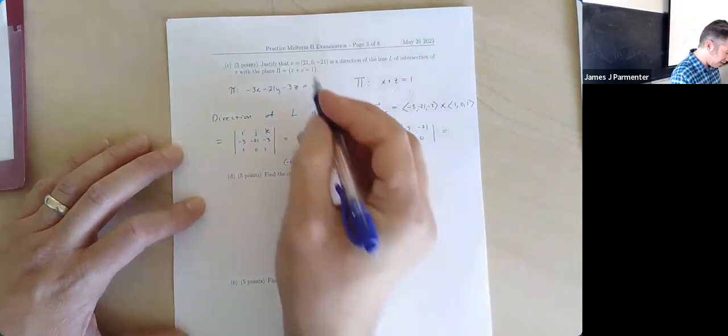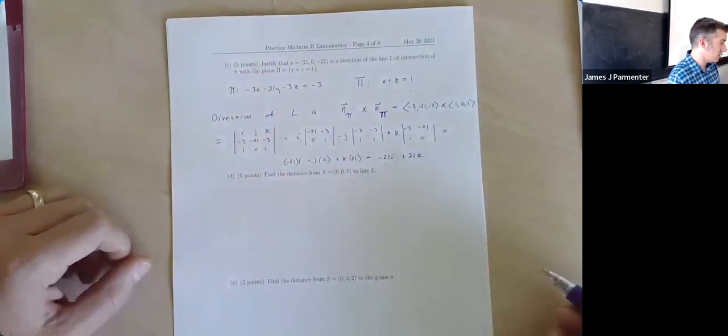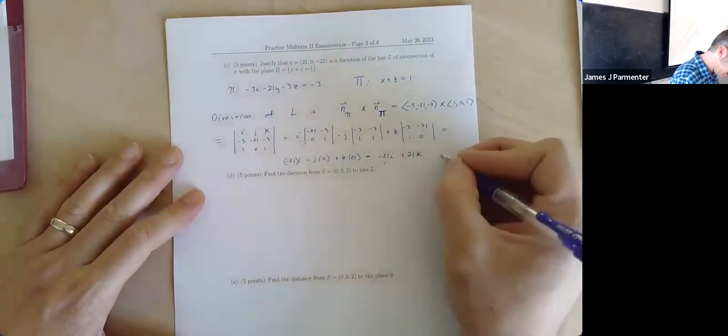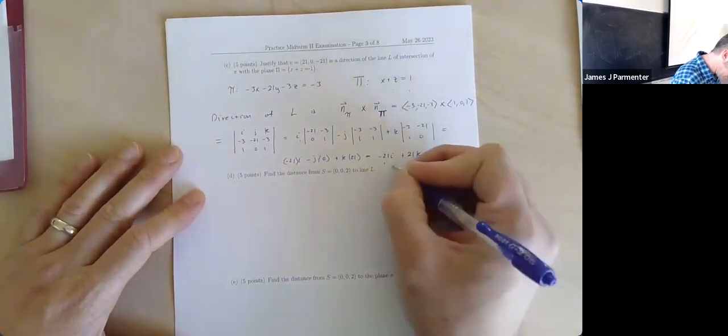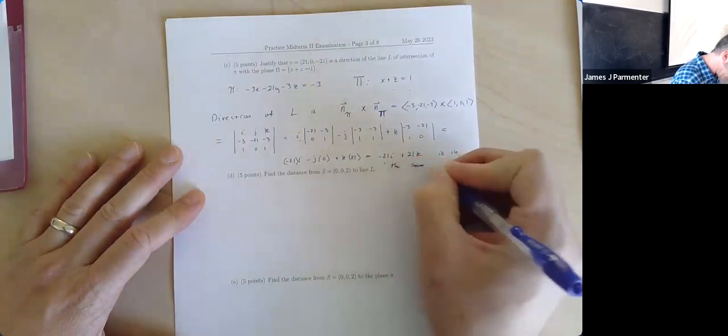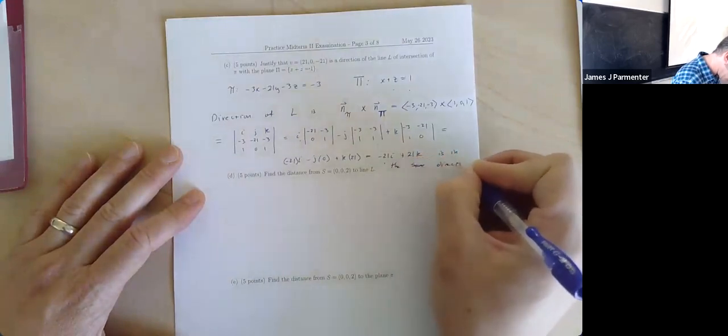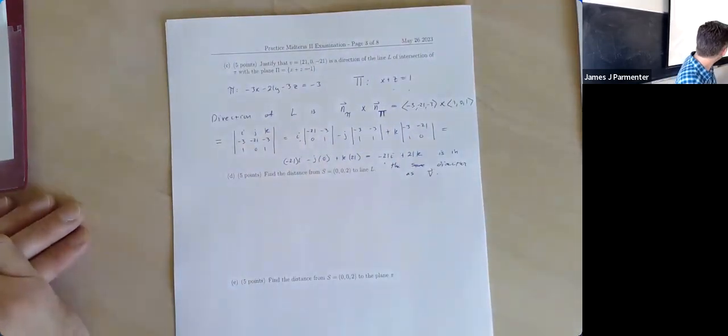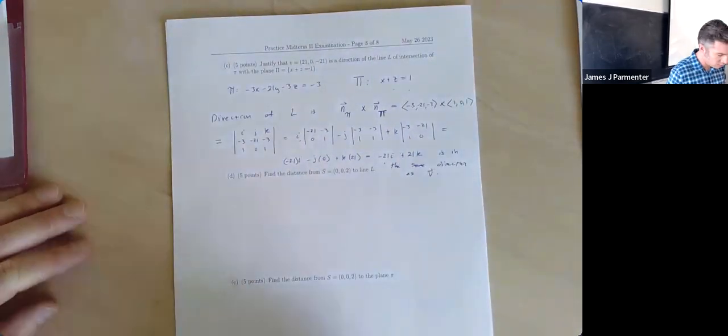But that vector and that vector are in the same direction. They're just pointing opposite directions, but we don't care if it's the opposite direction. If we really wanted to get it, we could cross them in the other direction, but this is good enough. This is definitely in the same direction as v. Cool.